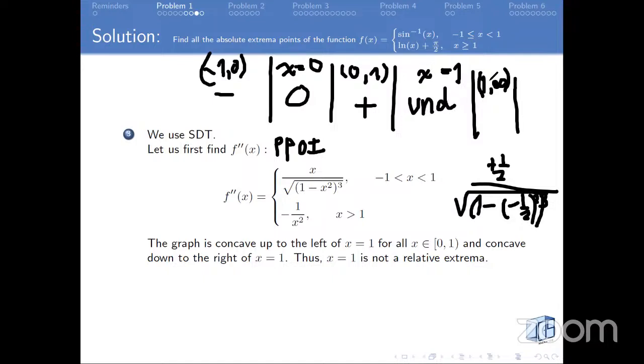Tapos, 1 to infinity naman, open interval. At ano naman yung characteristics? So, gamit tayo ng, ano bang madali dito? Ayan, 2. Gamitin natin 2. So, 2 over 1 minus 2 squared, tapos i-compute natin siya. So, 1 minus 4, so -3, yung cube niya, so -2.